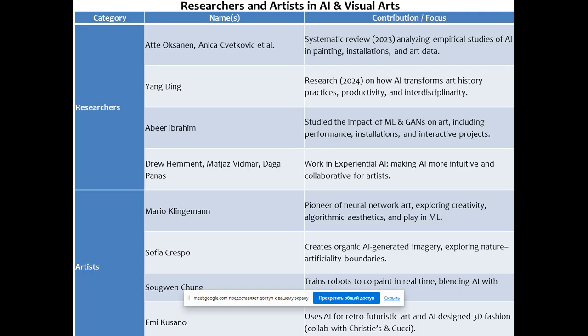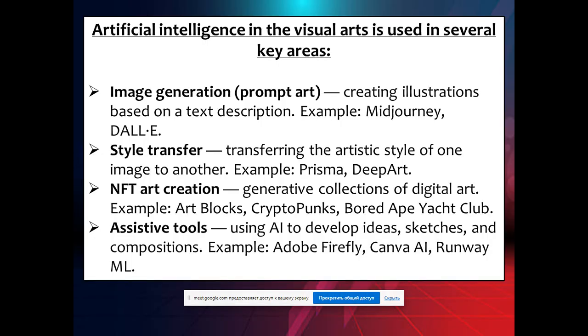These researchers and artists illustrate the wide spectrum of approaches to integrating AI in art, from academic analysis and systematization of studies to direct creative practice. It can be stated that, according to most scientists, AI in visual art is the use of machine learning algorithms to create, analyze, and modify artistic works.